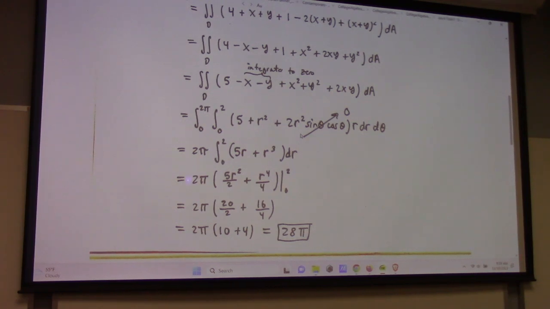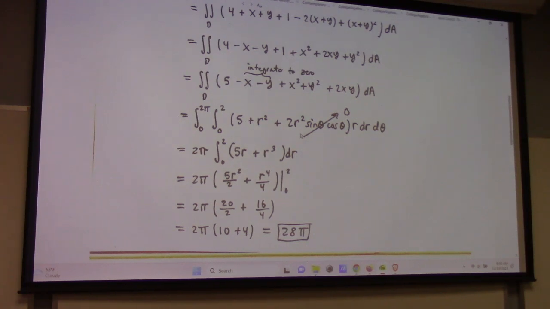But let's see here. So yeah, 5r squared over 2, r to the 4th over 4, evaluated from 0 to 2. I think that gets me a 20 over 2 and a 16 over 4, which is 10 plus 4, which is 14, times 2 is 28 pi. So, yeah.